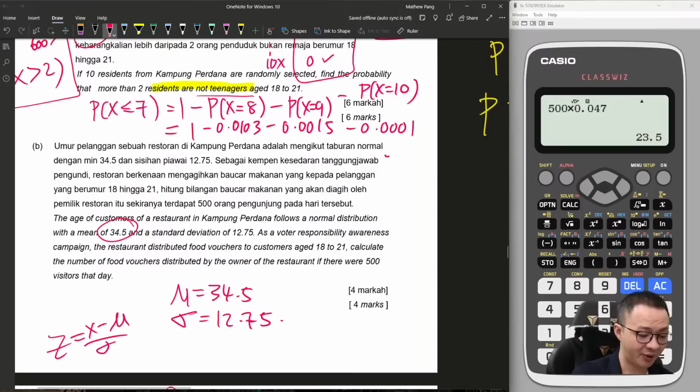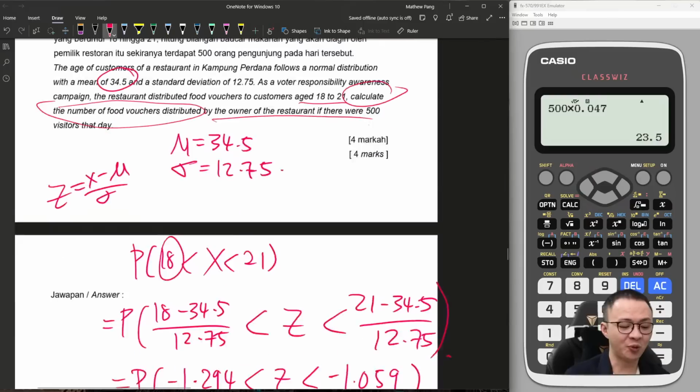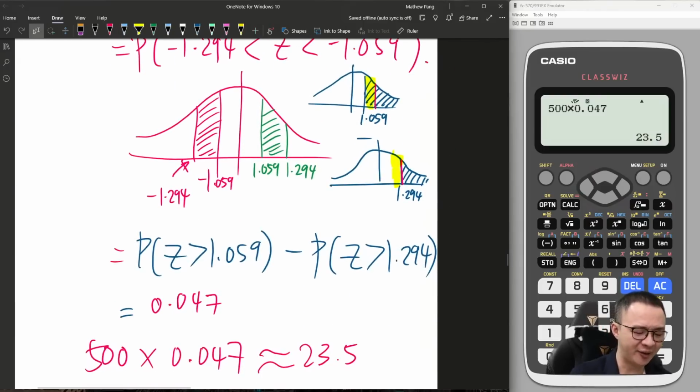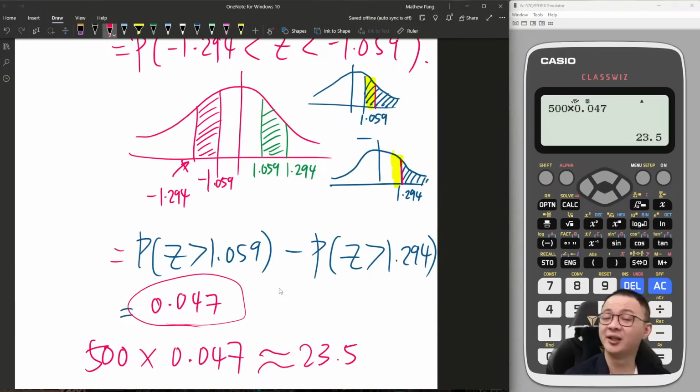Because here the question asks us to calculate the number of vouchers that need to be distributed by the owner. They only give the voucher to those aged 18 to 21, right? So we already know about 5% of the visitors are teenagers aged 18 to 21. So they will only give the voucher to this 5% of the people. Cool?